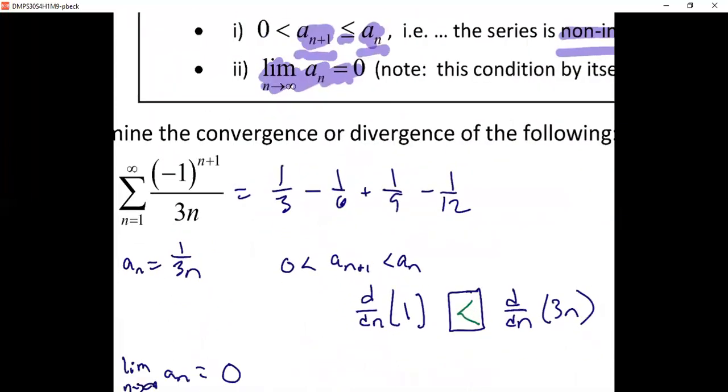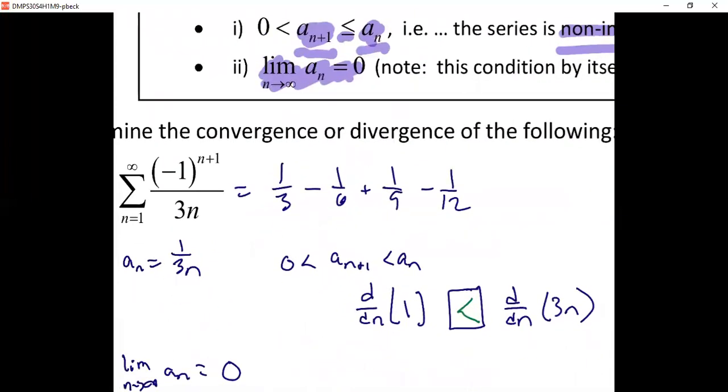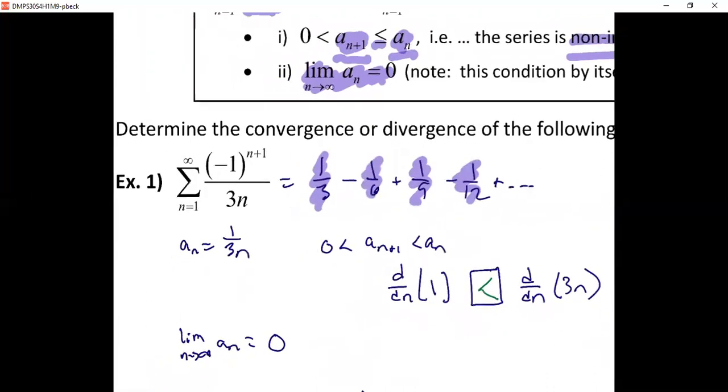So let's take a look at what we have here. If I start plugging in terms, and everybody, I strongly encourage you to plug in terms so you can get a feel for what that series is doing. It actually builds a very strong number sense, so please do that. If I plug in 1, I get 1/3, then -1/6, positive 1/9, -1/12, and so on. The main function I'm working with is 1/3n. Let's ignore the alternating portion. We can see that 1/6 is less than 1/3, 1/9 is less than 1/6, 1/12 is less than 1/9.